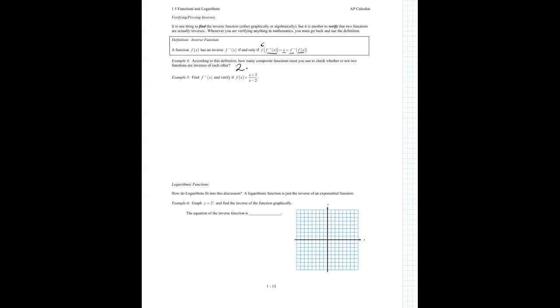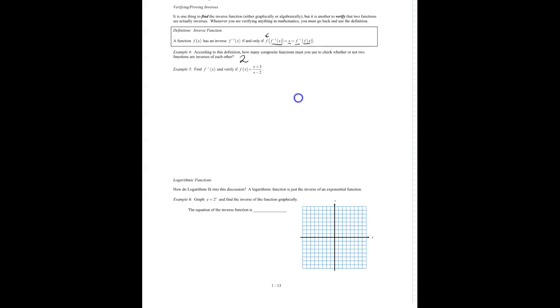It says find the inverse and verify if f of x is equal to x plus 3 over x minus 2. Alright, so finding the inverse isn't too bad. All that we're going to do is take our original function, f of x is equal to x plus 3 all over x minus 2, and this is basically just going to become a y, and we're switching our x's and our y's. So now we've got x is equal to y plus 3 over y minus 2. Alright, so now let's solve for y.